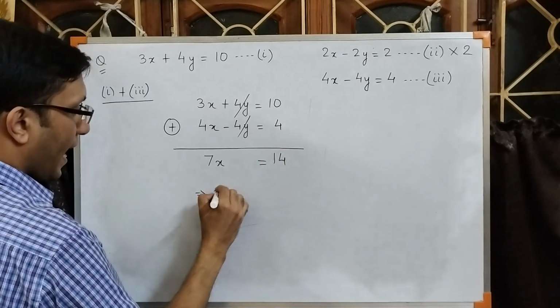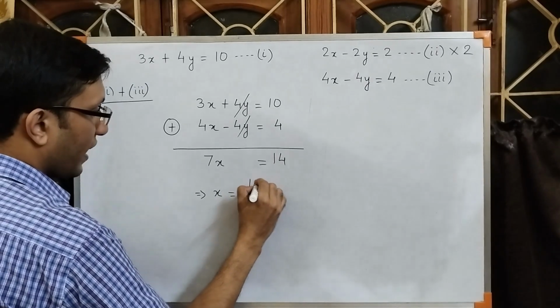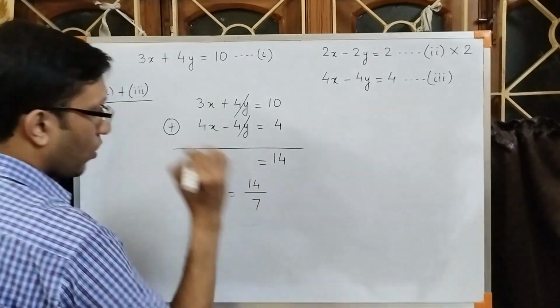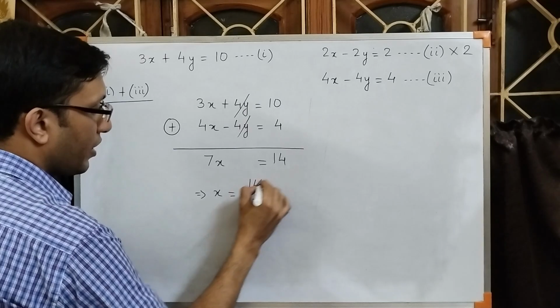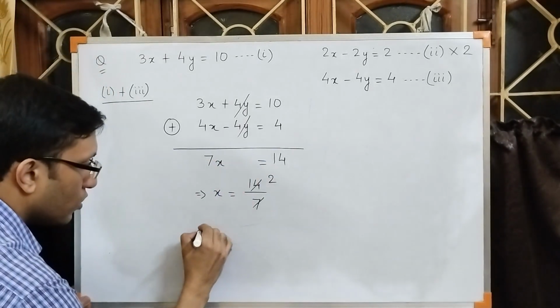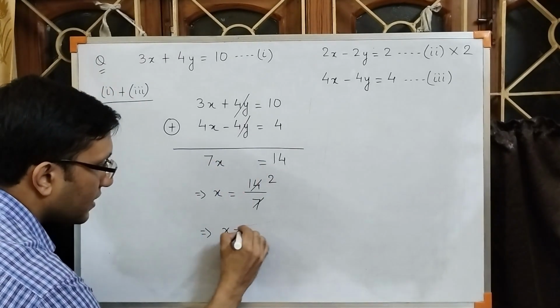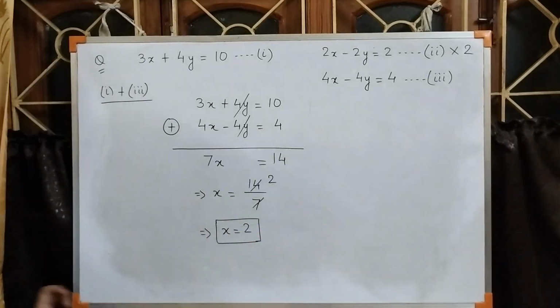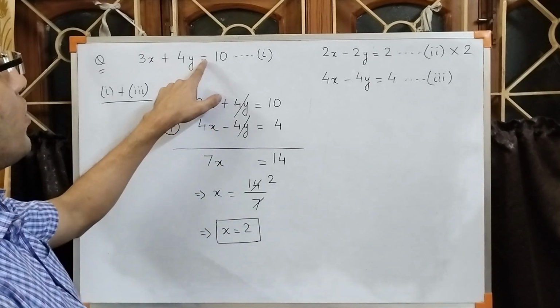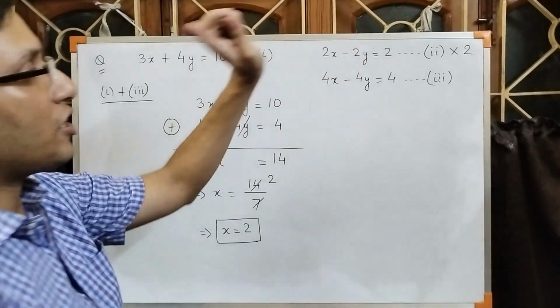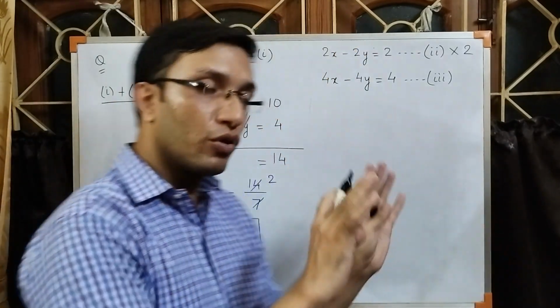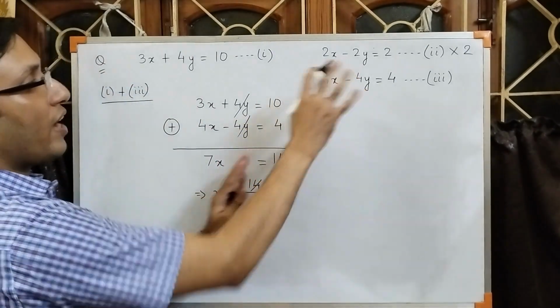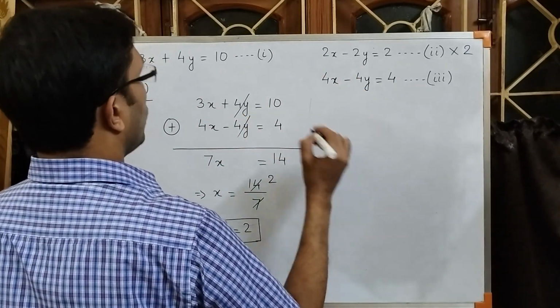So x is equal to 14 over 7, as 7 goes to the denominator on the RHS. So 7 2s are 14. So the final value of x is 2. Now this value of x, we can replace in equation number 1 or equation number 2, whichever you want. I want to put this value of x in equation number 2.